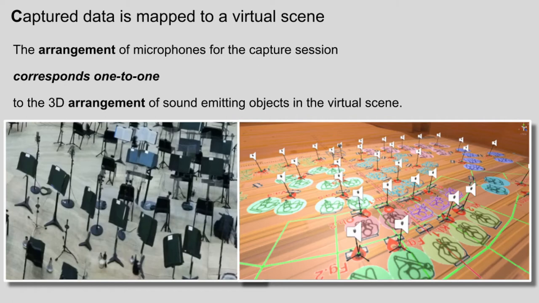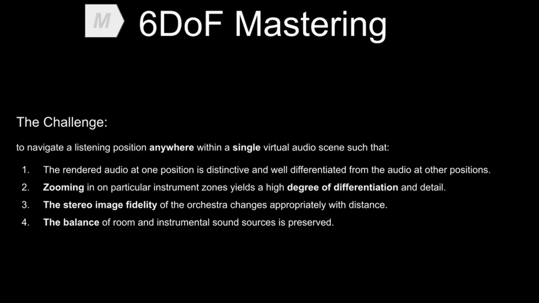The arrangement of microphones for the capture session corresponds one-to-one to the arrangement of the sound-emitting objects in the virtual scene. Shown here is the instrumental mapping. The same here holds true for the way we map the room. We want to be able to navigate a listening position anywhere within a single virtual audio scene such that the rendered audio at one position is distinctive and well-differentiated from the audio at other positions.